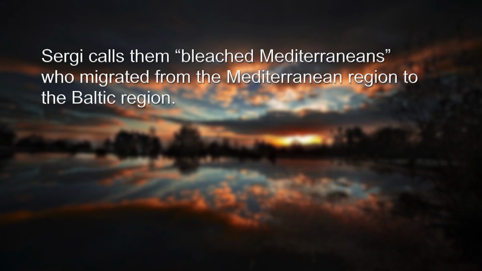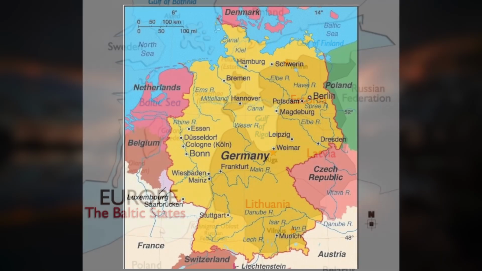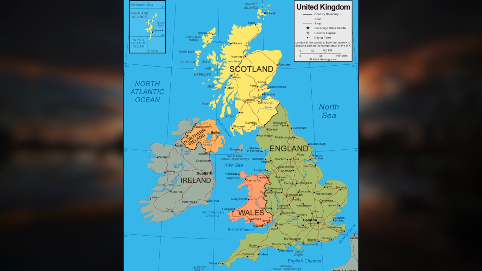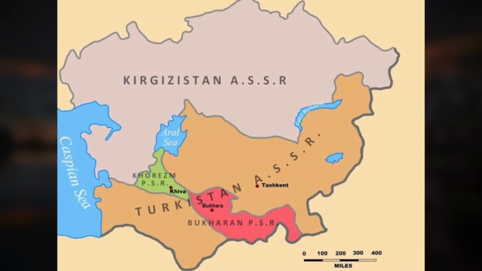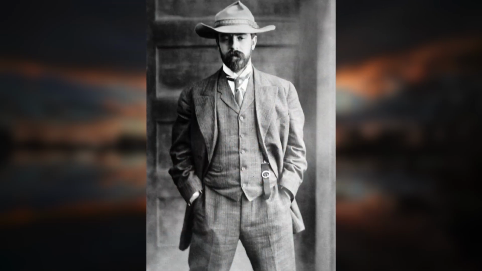Its characteristic physical features are mesocephalic, curly wavy hair, blonde hair, blue eyes and long stature. Sergi calls them bleached Mediterraneans, who migrated from the Mediterranean region to the Baltic region, that is Scandinavia, Baltic states, Germany, France and Britain. The racial features are also found in Turkestan and northwest India and Pakistan. Kroeber and some other anthropologists treat the Nordic and the Mediterranean as subgroups of the Caucasoids.